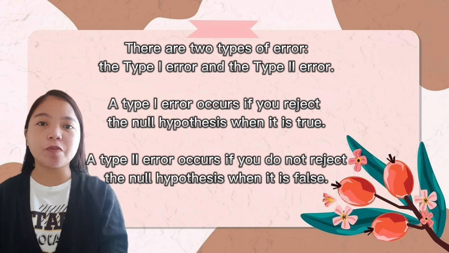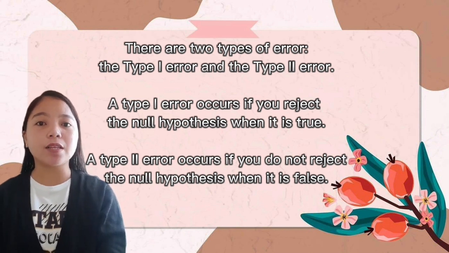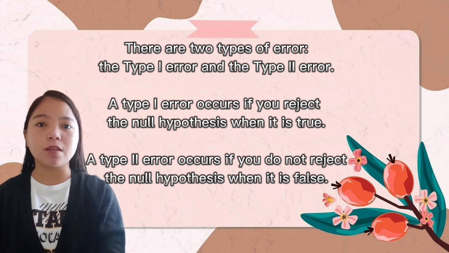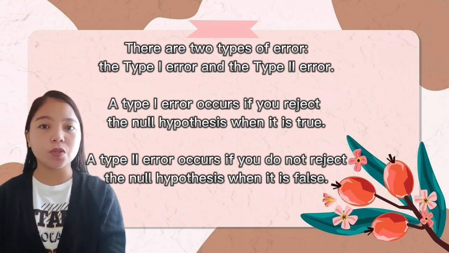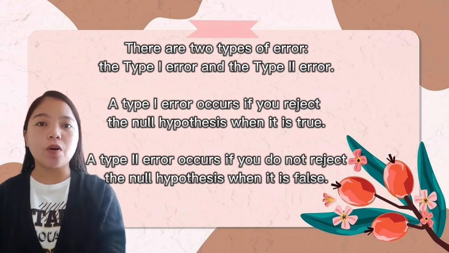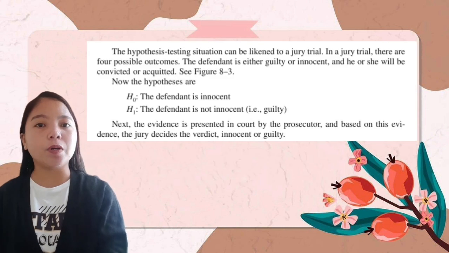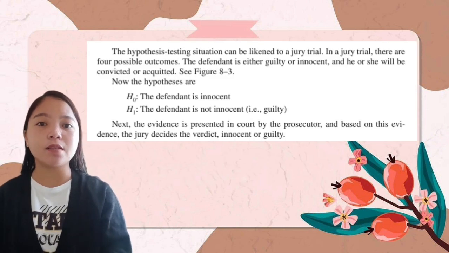There are two types of error, the type 1 error and the type 2 error. A type 1 error occurs if you reject the null hypothesis when it is true. A type 2 error occurs if you do not reject the null hypothesis when it is false. Like in this example, the hypothesis testing situation in a jury trial.